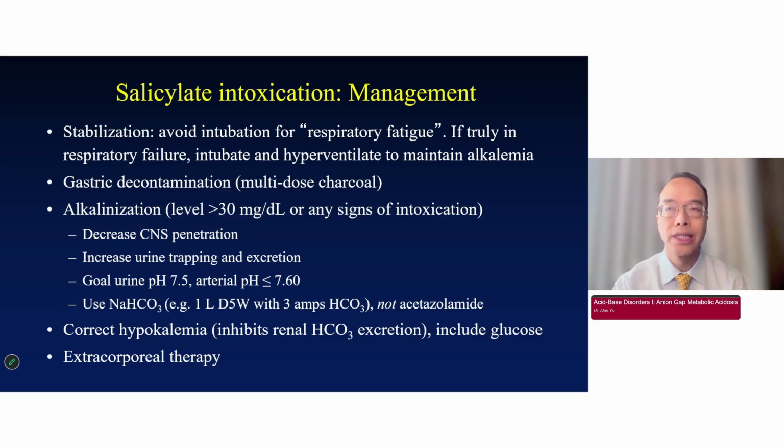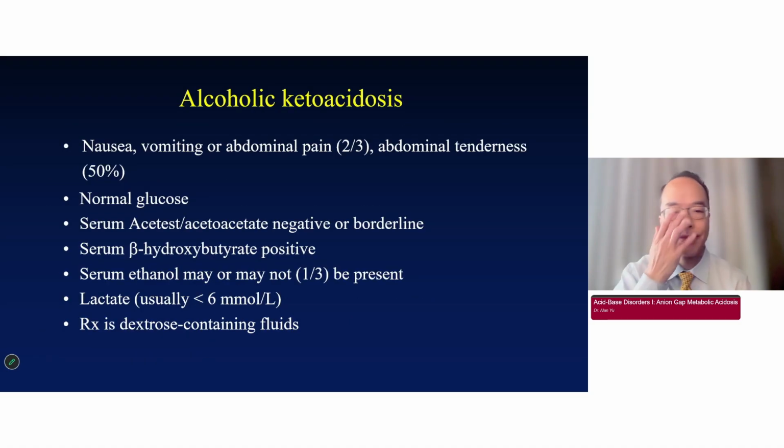Importantly, when you're alkalizing urine, you want to use sodium bicarbonate to do so and not a drug like acetazolamide. Acetazolamide will indeed alkalize your urine if you have enough kidney function, but it does so at the expense of acidifying your blood. And as we mentioned, that's what you don't want. And oftentimes they have hypokalemia that needs to be corrected. And again, dialysis is very effective for removing salicylate.